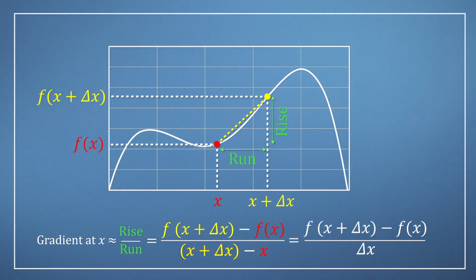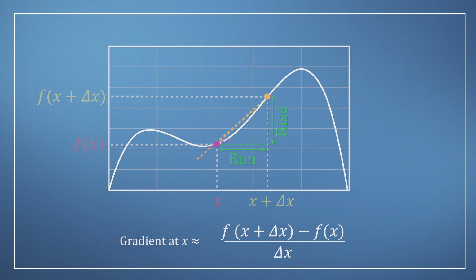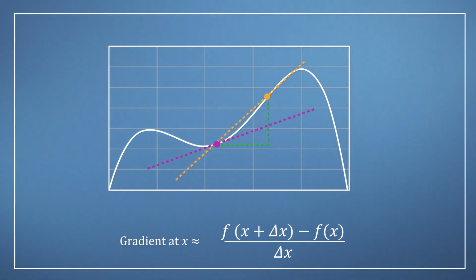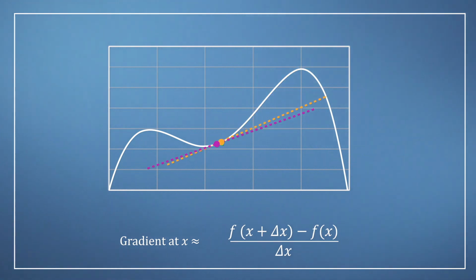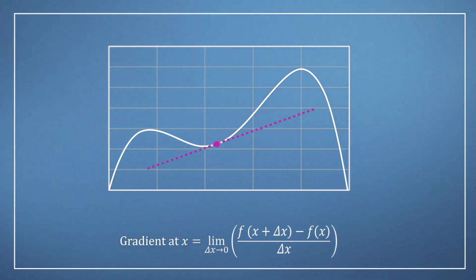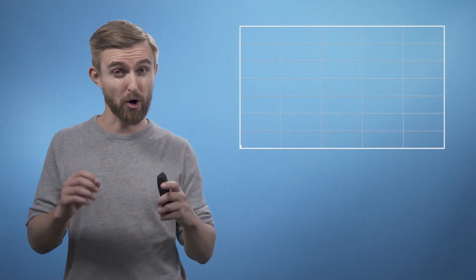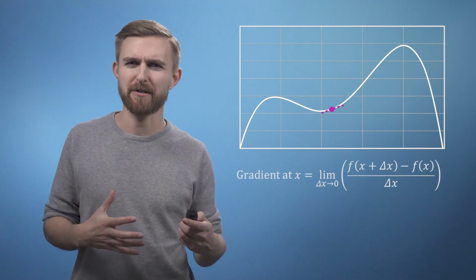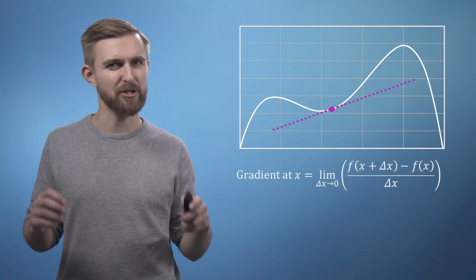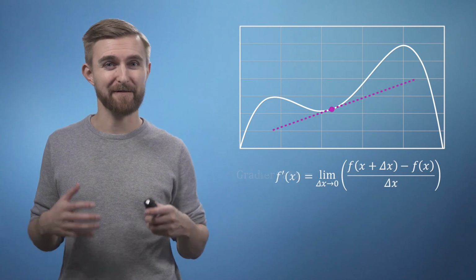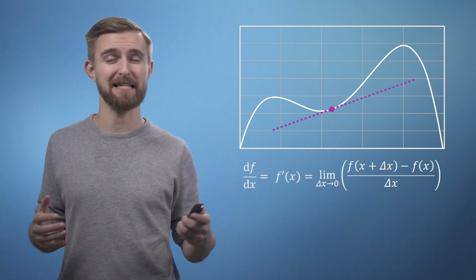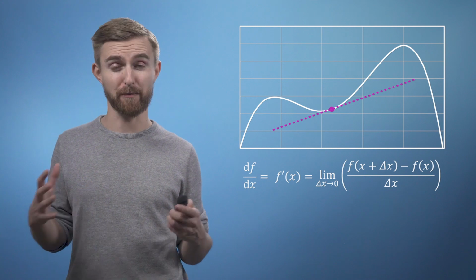The last step in this process is simply to notice that for nice smooth continuous functions like the one we're showing here, as delta x gets smaller, the line connecting 2 points becomes a better and better approximation of the actual gradient at our point x. We can express this concept formally by using the limit notation scheme, which says that as delta x goes to 0, our expression will give us a function for our gradient at any point we choose, which we write as f dash of x, or df by dx, depending on which notation scheme you prefer.